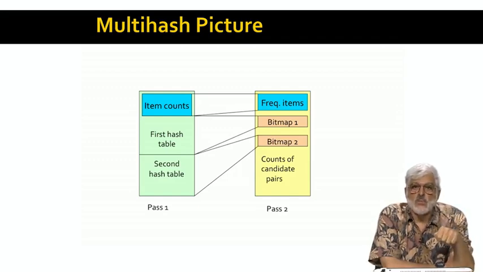On the second pass, we count the candidate pairs as always. The requirement for a pair ij to be a candidate pair is what you should expect. i and j must both be frequent items, and for each hash table, the pair must hash to a frequent bucket.